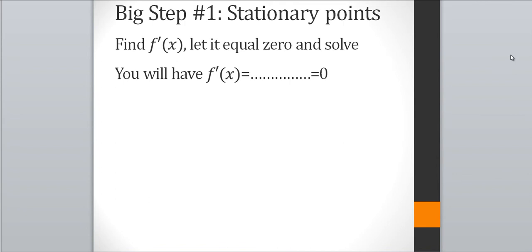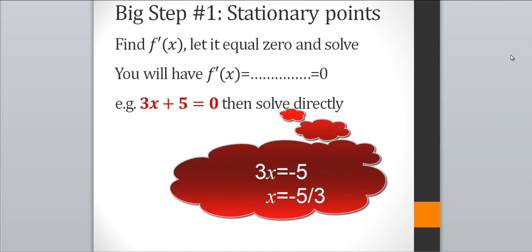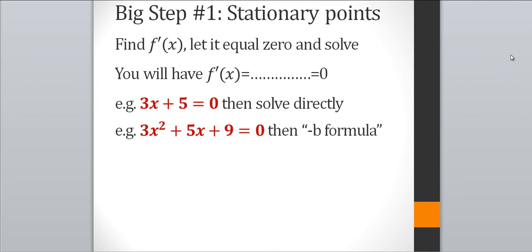Now, what do I mean, solve that there? Well, it depends what you have. The easiest case would be a nice simple equation like that there. You can solve that directly. Take the 5 across. 3x equals minus 5 and divide by 3. x equals minus 5 over 3. Another equation you might get is just a quadratic, an x squared term. Then in that case, use the minus b formula.